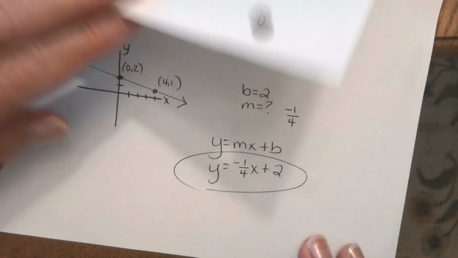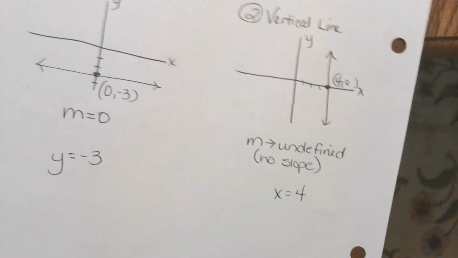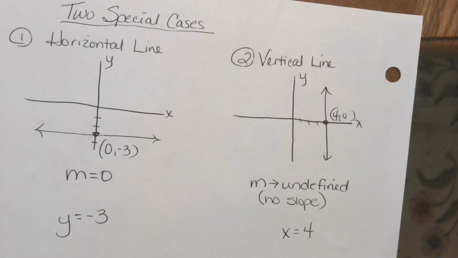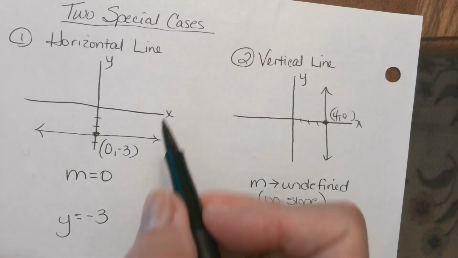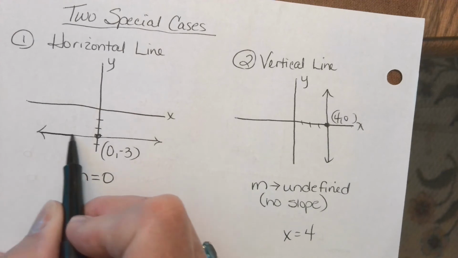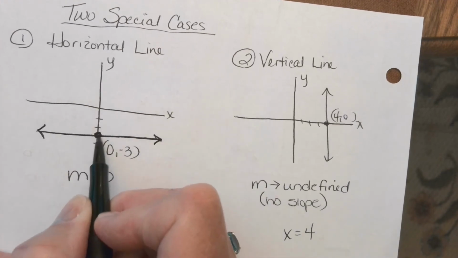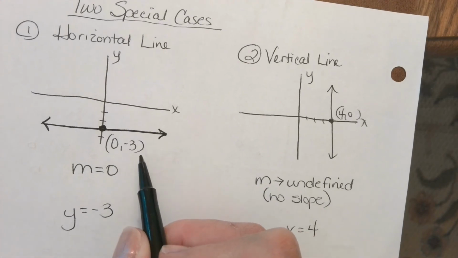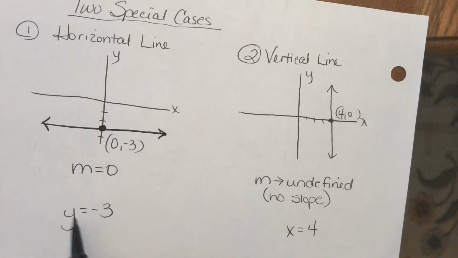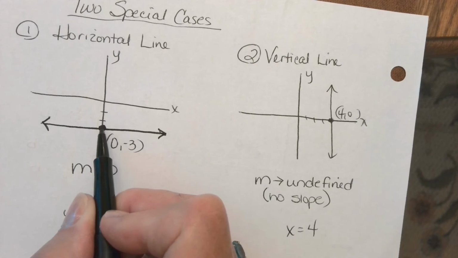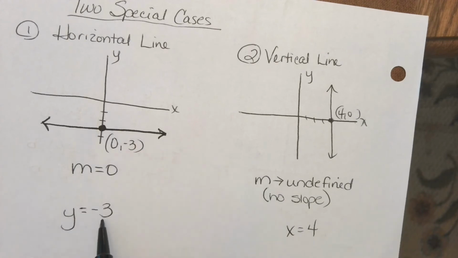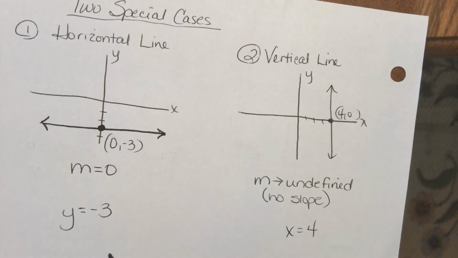So hopefully that's helpful. Let me give you a couple other little hints though. Remember, there's two special cases. One is the horizontal line. So you have your axes and you have a line that's horizontal. It only touches the y-axis. Wherever it touches the y-axis, its equation is going to be y equals that number. That number is negative 3 where it touches the y-axis in this case. And the slope is always 0 for a horizontal line.